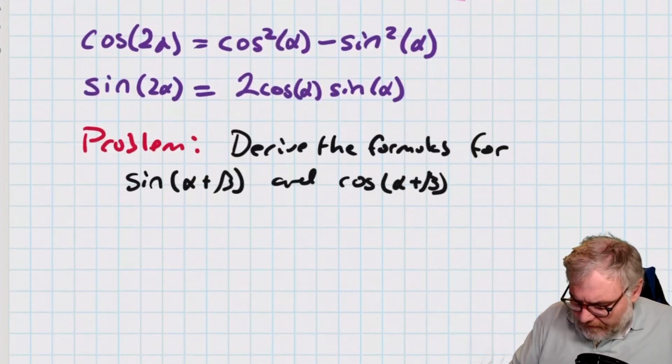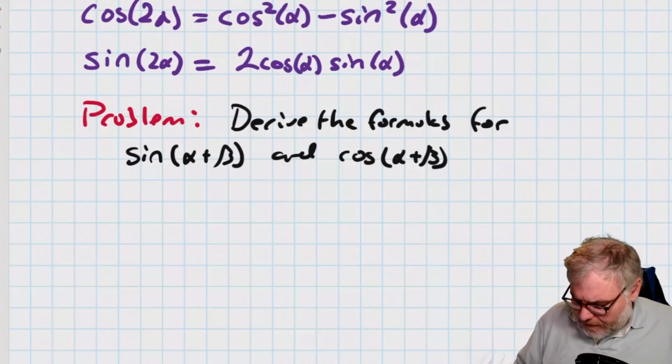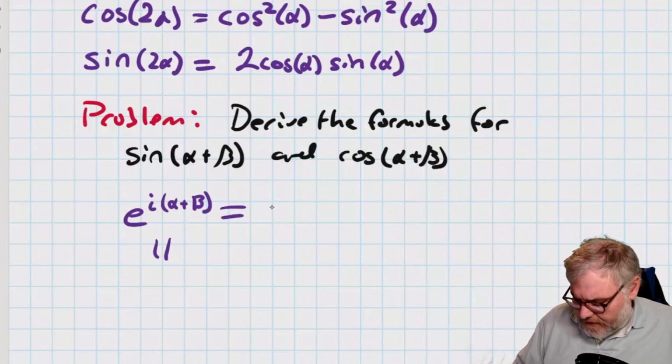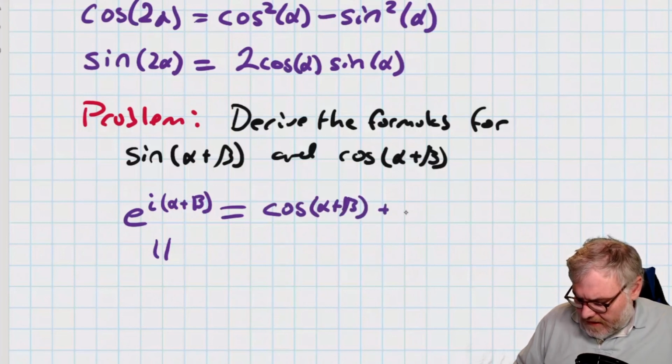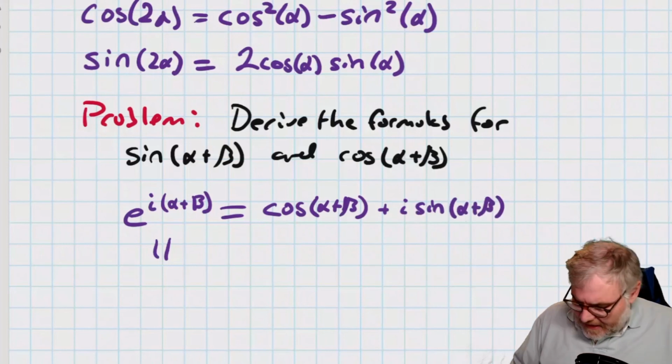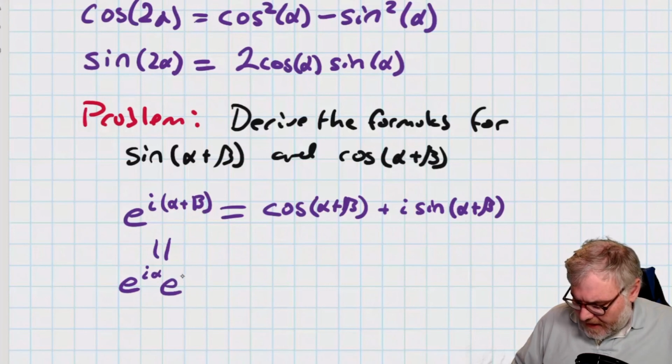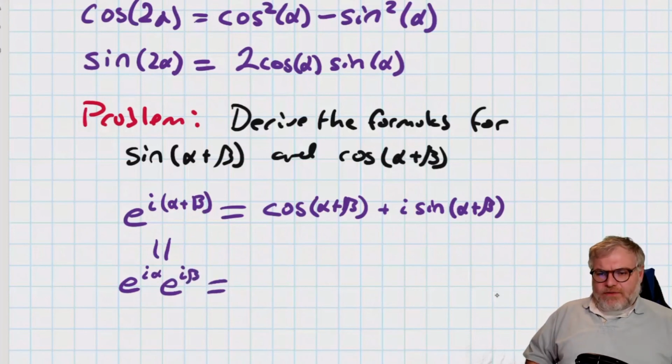Okay, so here's part of it. I'm going to do it just like I did here in two ways. I'm going to have e to the i (alpha plus beta), and that's going to equal two things. I'm going to have cosine of alpha plus beta plus i sine (alpha plus beta). And then I'm going to break this up here. I'm going to get e to the i alpha times e to the i beta. And then the rest of the formulas for you to figure out.